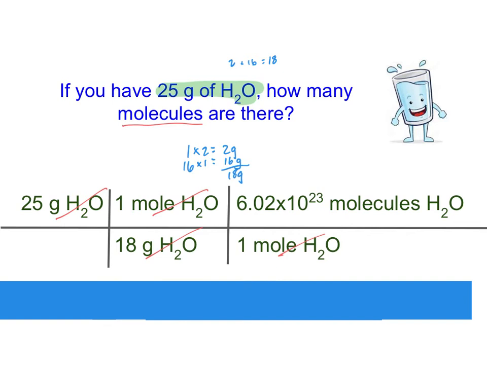Remember, calculating this, what we're going to do is multiply anything that's above this line. So we'll multiply our 25 times 1, divide by 18, times 6.02 times 10 to the 23rd, divide by 1, hit equals. Our answer for that would be 8.4 times 10 to the 23rd.